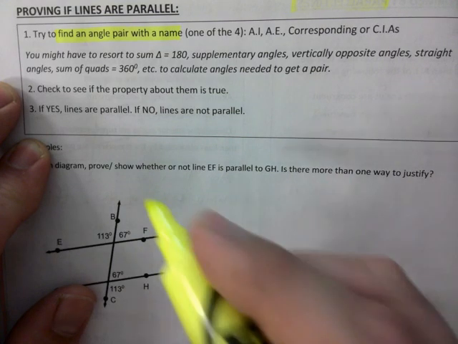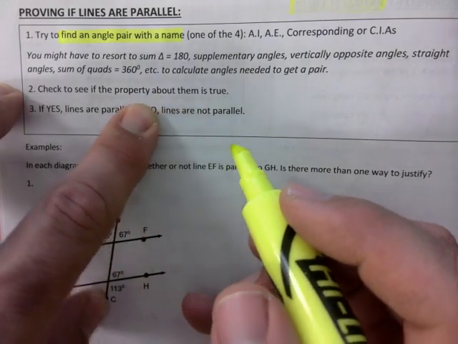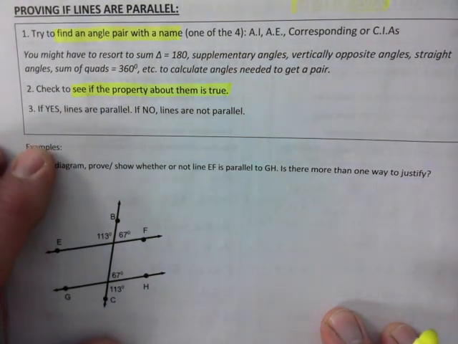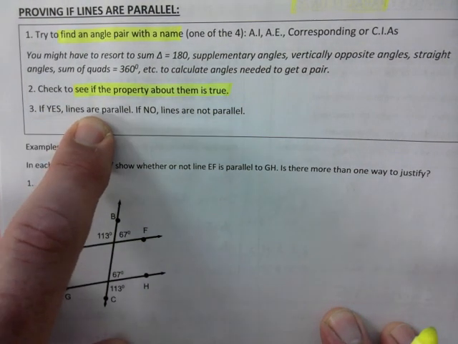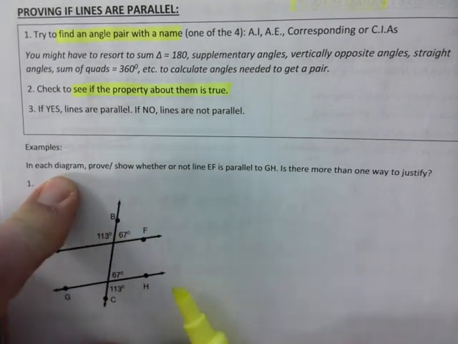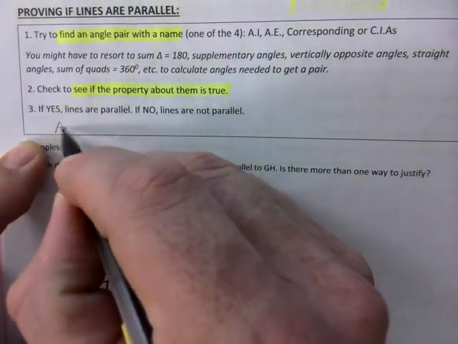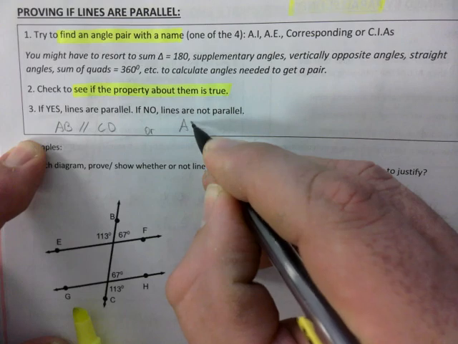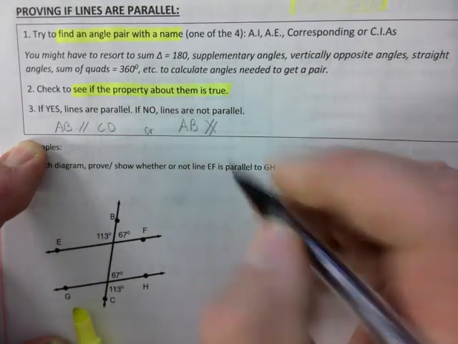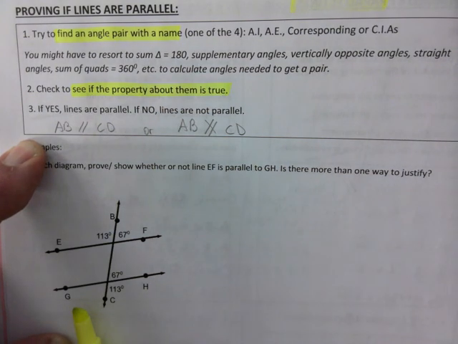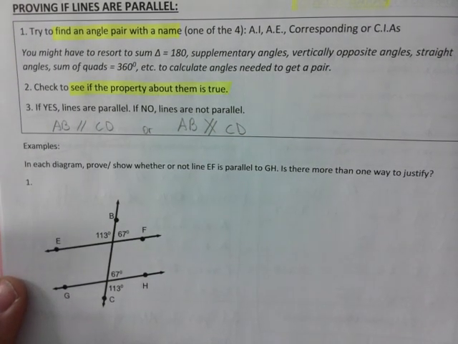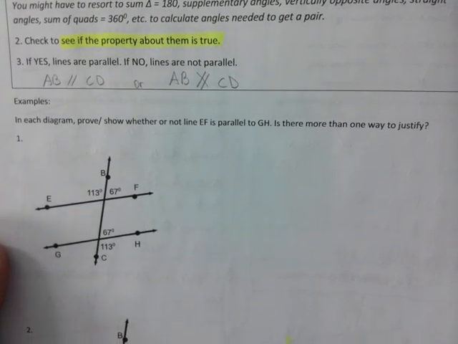Okay, so I'll show you how to do that. Check to see if the property about them is true. That would be your second step. If yes, lines are parallel. If no, lines are not parallel. So we would say AB is parallel to CD, or you would say AB is not parallel to CD. Okay, so those are your options on page 7.